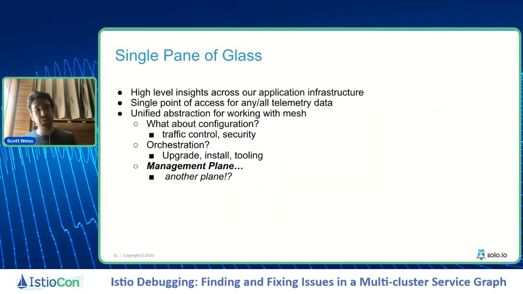So this single pane of glass provides solutions to this problem. It provides us high-level insights across our application infrastructure. It gives us a single point of access to view all of our data. And it gives us a unified abstraction for working with a mesh. But there are additional problems. What about traffic control? What about security? How do we manage those across clusters? How do we manage upgrade and install and tooling? We propose the concept of a management plane, another plane to add to your service mesh Kubernetes microservices infrastructure.